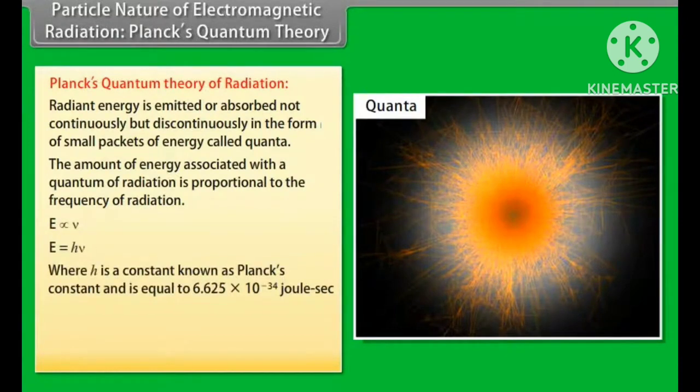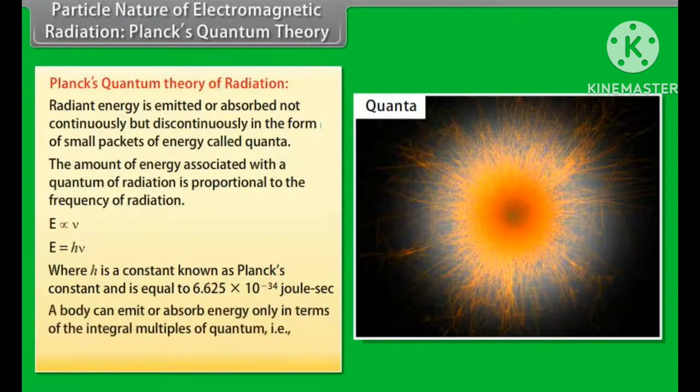a constant known as Planck's constant and is equal to 6.625 into 10 raised to the power minus 34 joule second. A body can emit or absorb energy only in terms of the integral multiples of quantum, that is, E is equal to nh nu, where n is equal to 1, 2, 3, 4, etc.